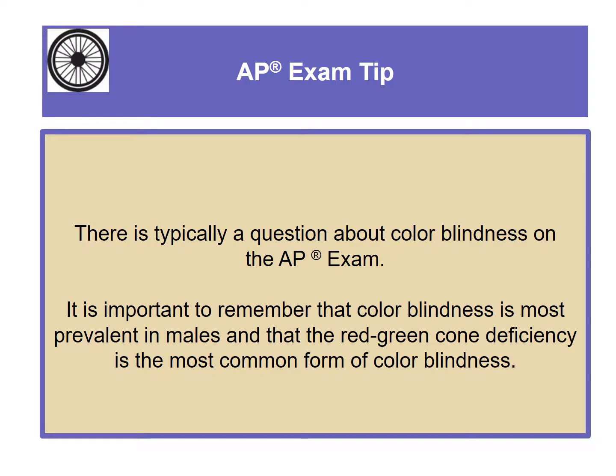Exam tip: there's typically a question about color blindness on the AP exam, and it's important to remember that it's most prevalent in males and that the red-green cone deficiency is the most common form. So think about the Jets and the Bills. The Jets are green, the Bills are red.